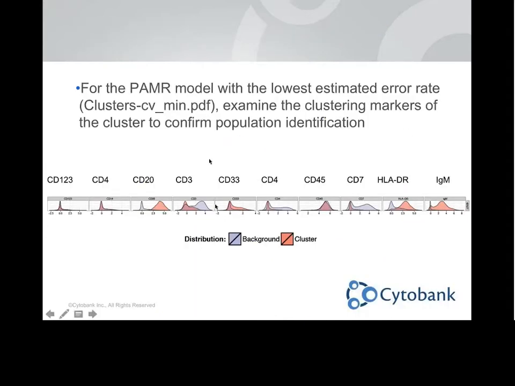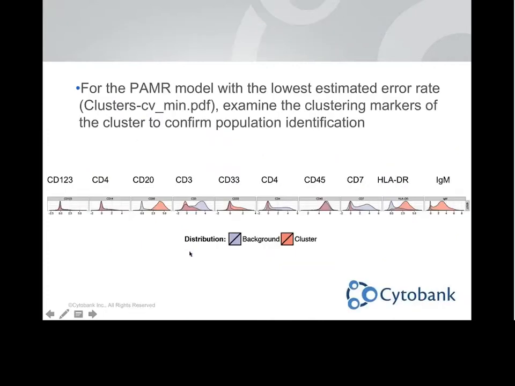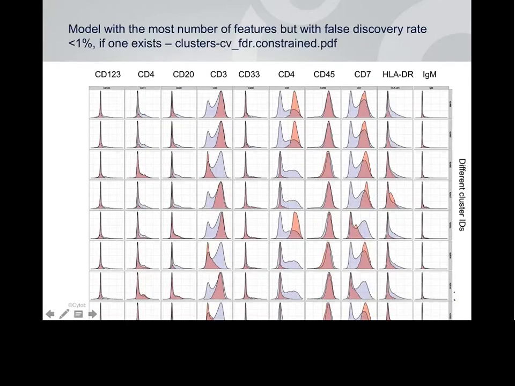Again, another PDF you'll get is the phenotype of any significant cluster. So the CV-min, in this case, just has one set of histograms that describe the phenotype of this node in particular. And when we look at it, it says CD20, HLA-DR, IgM, that's a dead giveaway for a B cell. The FDR constrained version has, again, many significant nodes and many phenotypes associated with them.